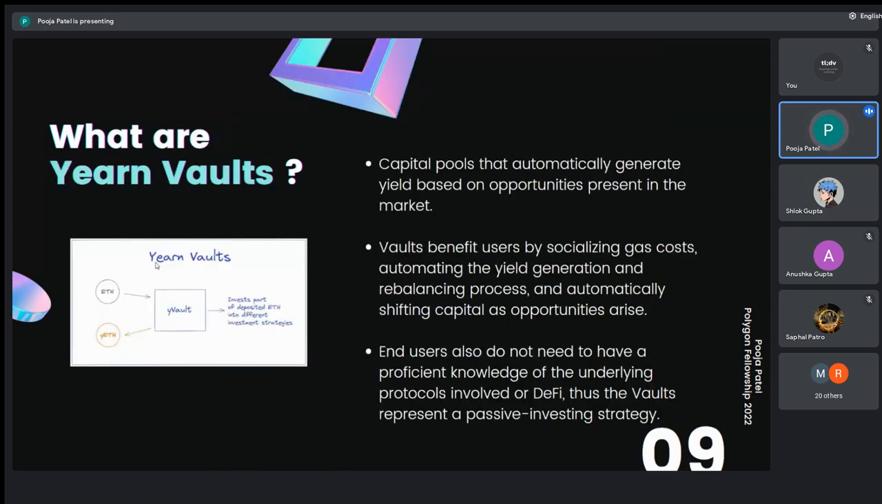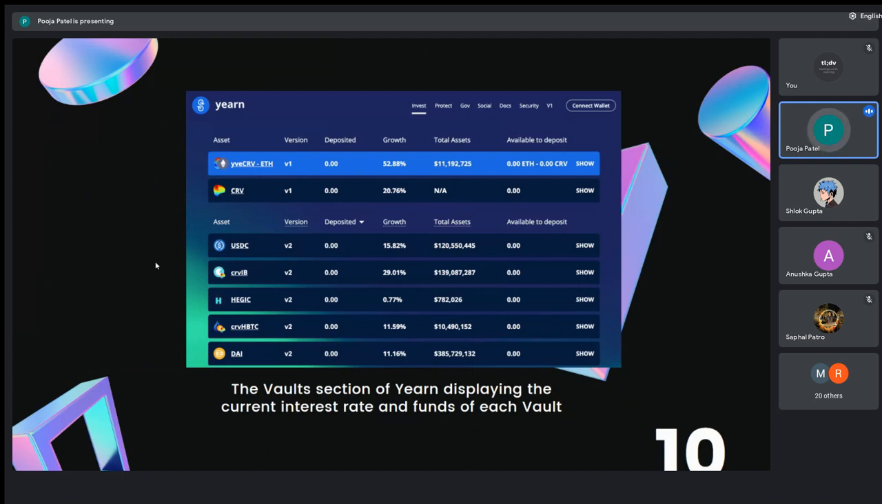So what are Yearn vaults? Yearn vaults are basically the most important product in Yearn Finance, and they are capital pools that automatically generate yield based on opportunities present in the market. Vaults benefit users by socializing gas costs, automating the yield generation and rebalancing process, and automatically shifting capital as opportunity arises. They are basically a group of strategies that are automatically executed on the protocol, and this is the vault section of the Yearn protocol, which displays the current interest rate and funds of each vault.